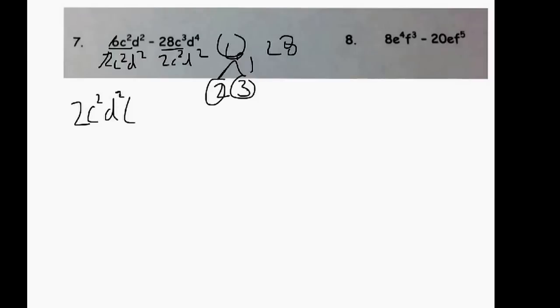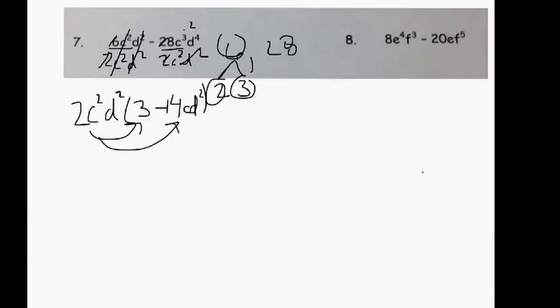2 goes into 6 3 times. C2 and 2, when you subtract them, they cancel out. D2 and 2, when you subtract them, they cancel out. 2 goes into 28 14 times. C2 subtracts one of those out and leaves you with 1C. D2 subtracts out and leaves you with 2. Double rainbow to check it.